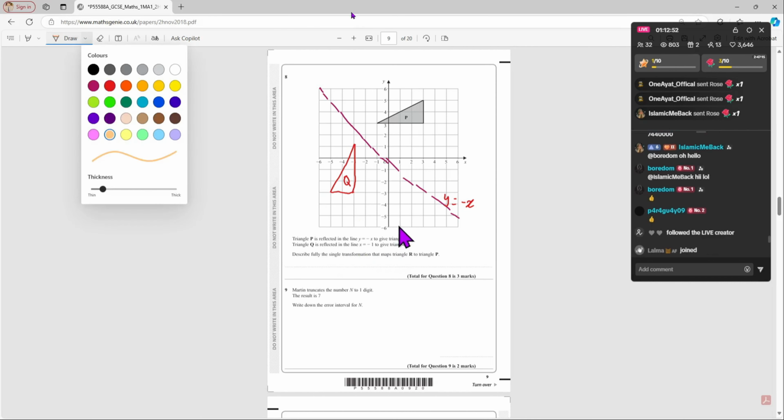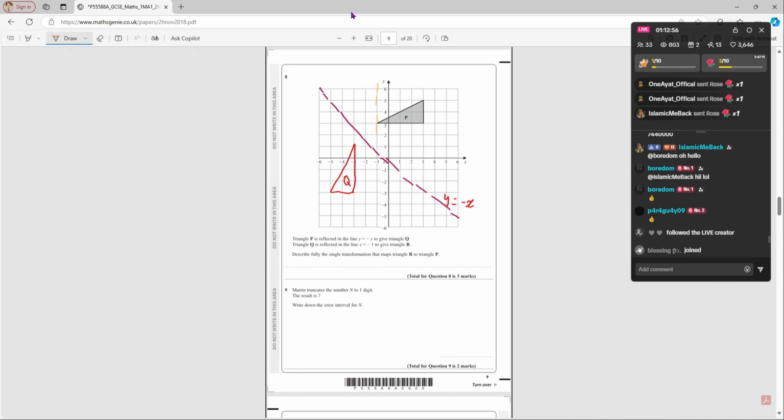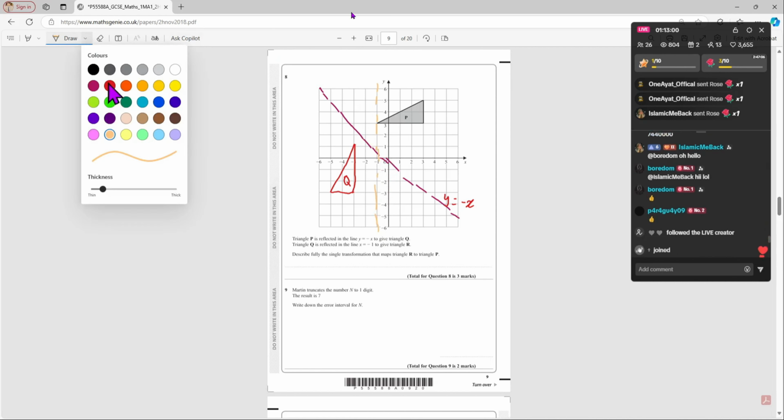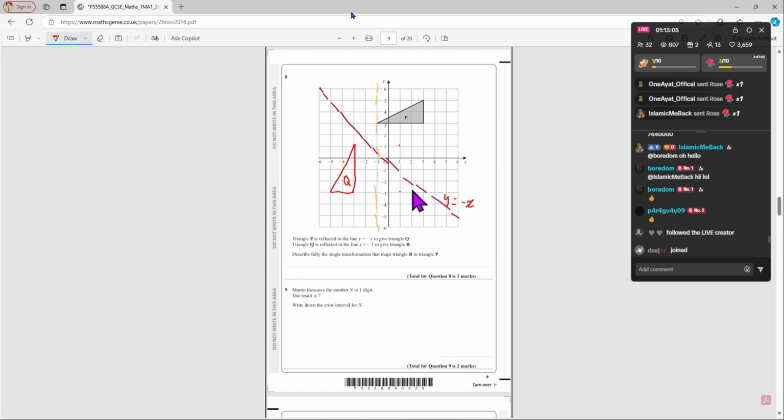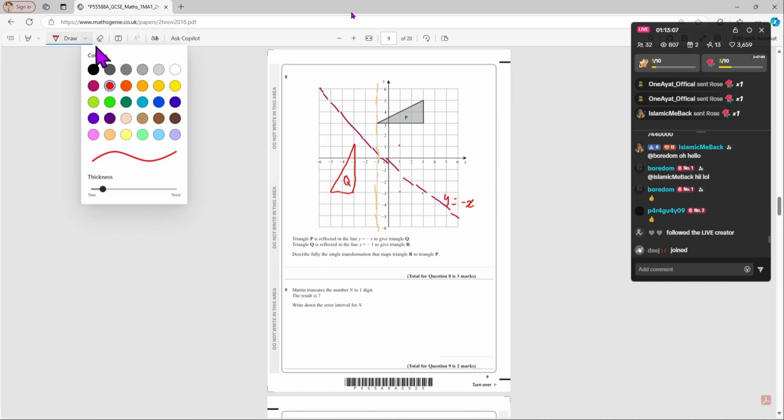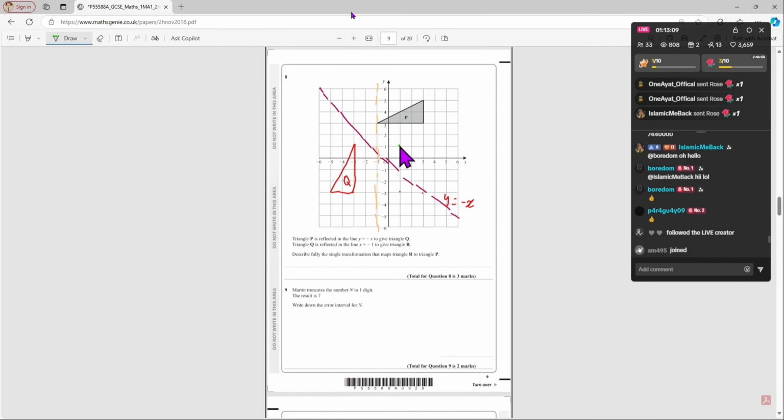So we know that x is equal to negative 1 is this line over here. X is equal to negative 1. This mirror line over here. And when you reflect it, you will have the triangle over here. So it's going to be from here to there, like that. And then let's draw it. And you would have it like this.